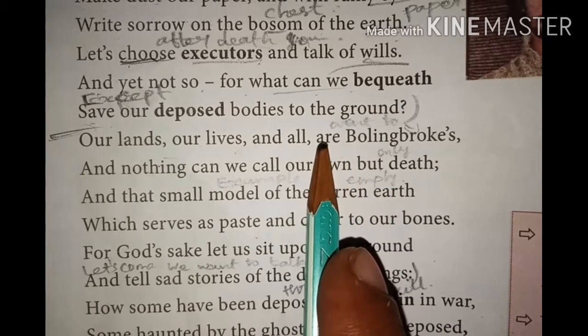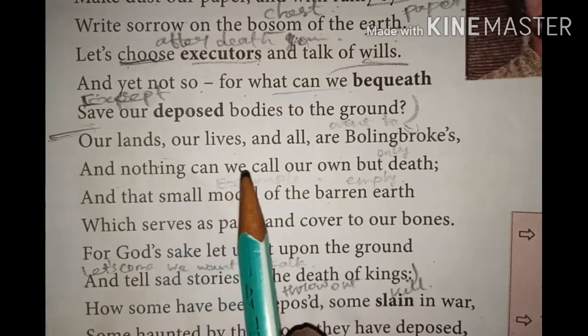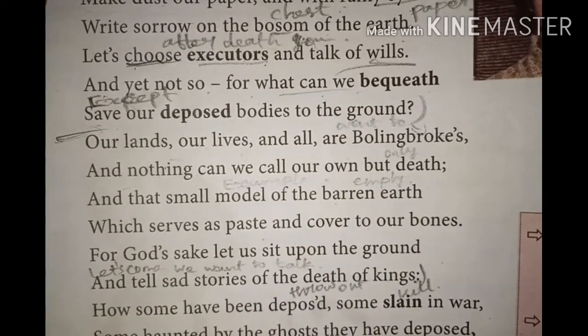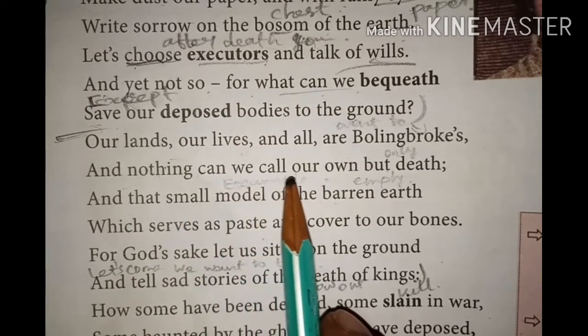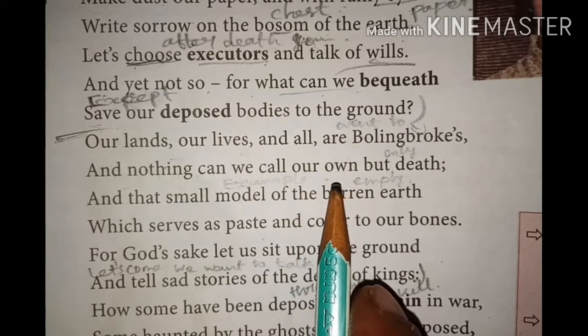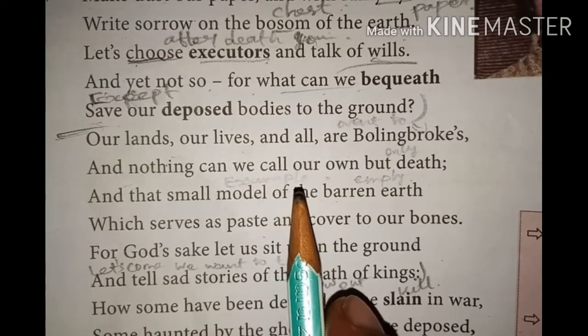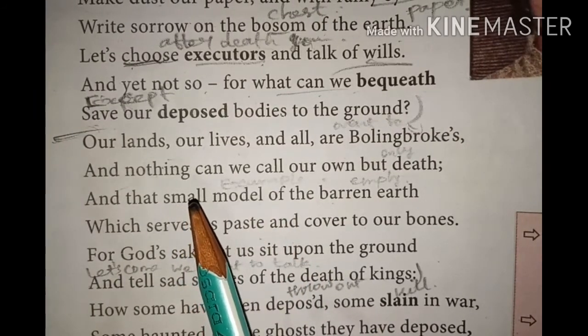So everything has to be submitted to Bolingbroke. So he doesn't have anything, and nothing can be called our own but death. So we don't have anything. Richard is informing the soldiers, the followers, those who are following Richard II. We don't have anything, nothing can be called our own, so don't call anything your own except death. We have only death as our own, so nothing can we call our own. So everything is going to Bolingbroke. Like that Richard informs the followers.